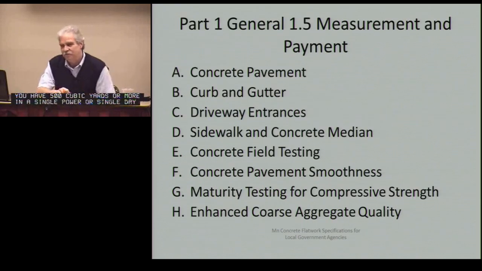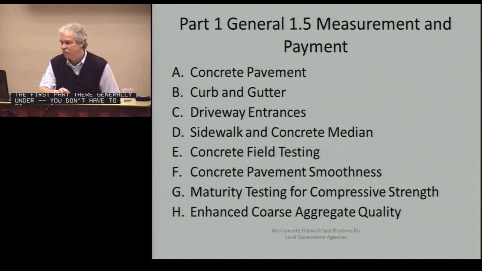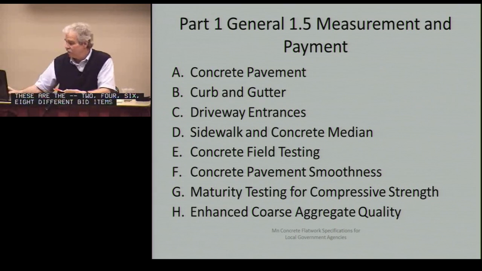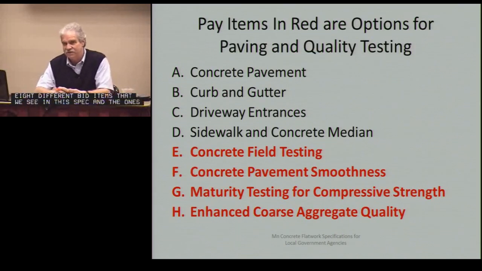The first part there, general under 1, and you don't have to follow through your specification. I'll send you to a page here in a minute, but these are the, let's see, 2, 4, 6, 8 different bid items that we see in this spec. And the ones that we put in red here are ones that are kind of a choice whether or not to have those bid items.